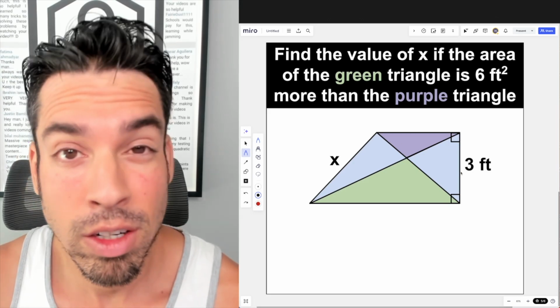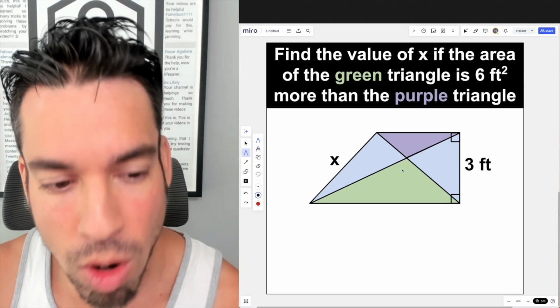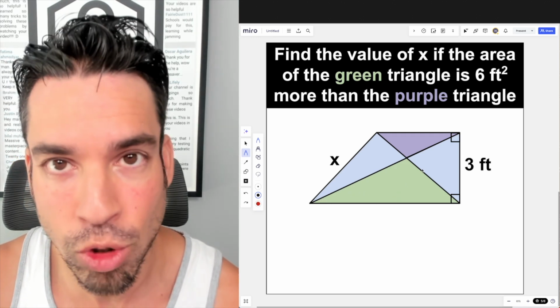So this question right here is pretty darn difficult, and there's a lot of variables that we're gonna have to write in, and we're also gonna have to recognize something about this green triangle and this purple triangle. So let's look at that first.